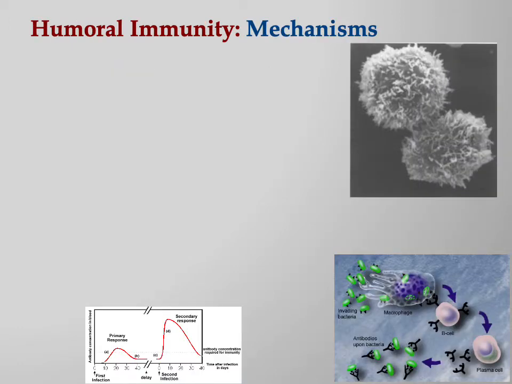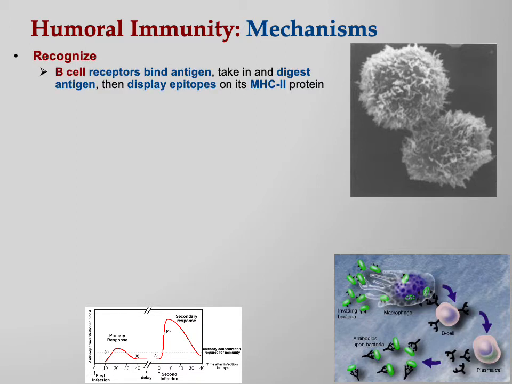All right, moving on to the humoral immunity then. So that was cell-mediated, that was T cells. Humoral immunity. Okay, so the recognition has to happen. So the B cell receptors bind to the antigen, take it in and digest it, then display the epitopes on its MHC2. So remember, B cells function as APCs. And remember I pointed out, you can see here in the lower right, how B cells have what look like antibodies on their surface? Well, essentially they are. Those are the receptors.